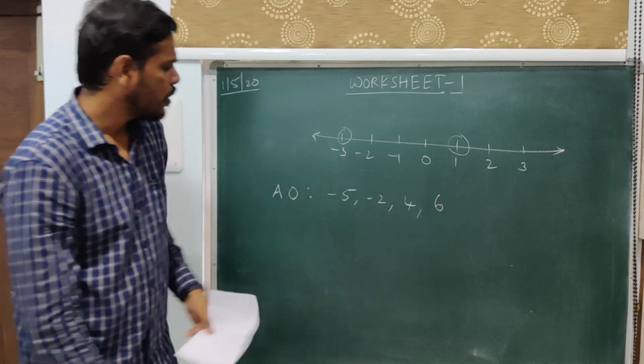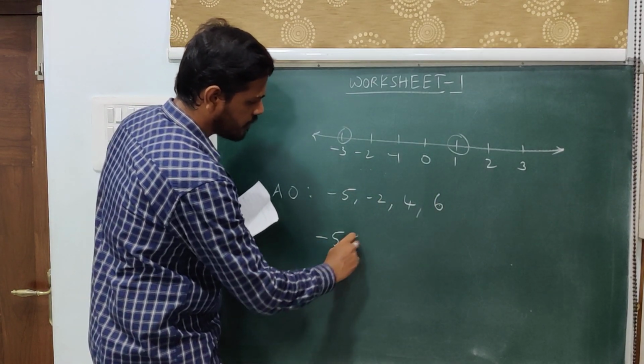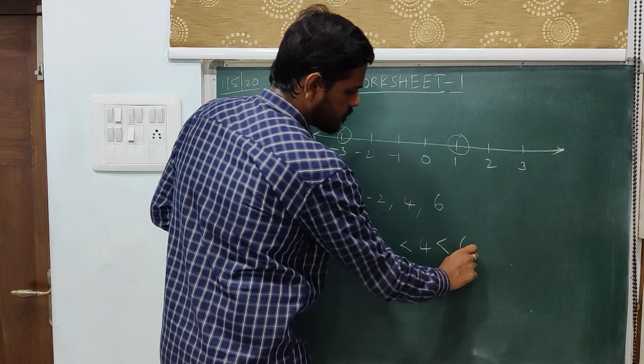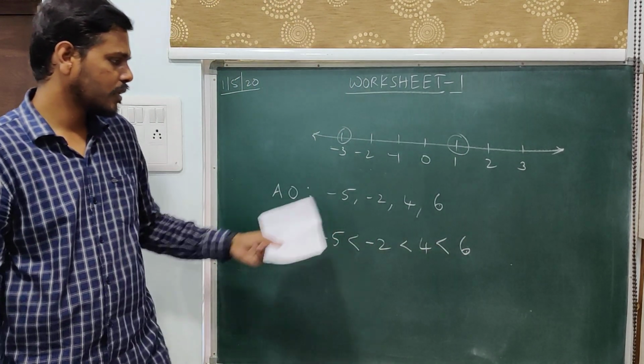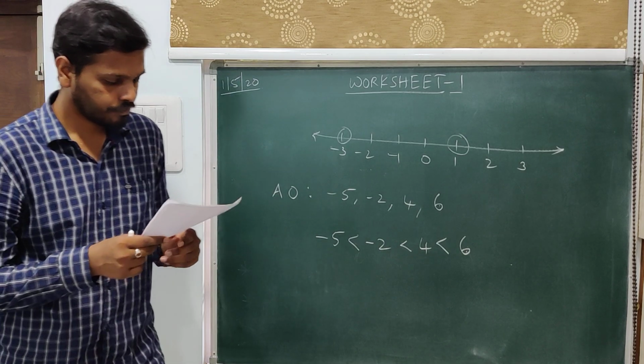You can write this way, or instead of mentioning ascending order, you can also use the symbol. Minus 5 is less than minus 2, minus 2 is less than 4, and 4 is less than 6. Now, this is one way of writing, and this is another way of writing. Whichever you feel comfortable, you can adopt that.